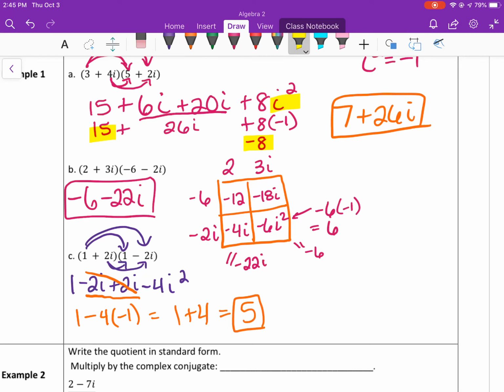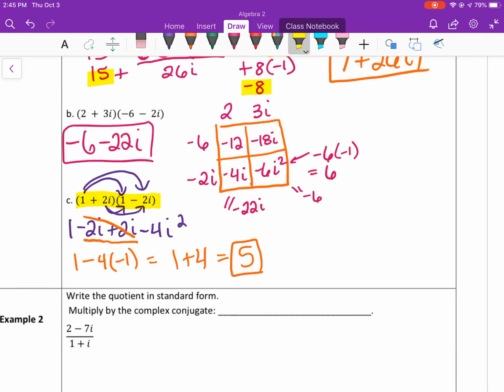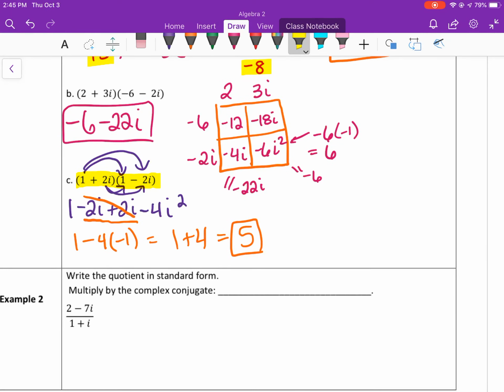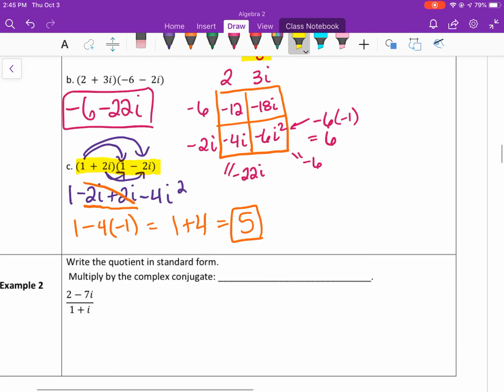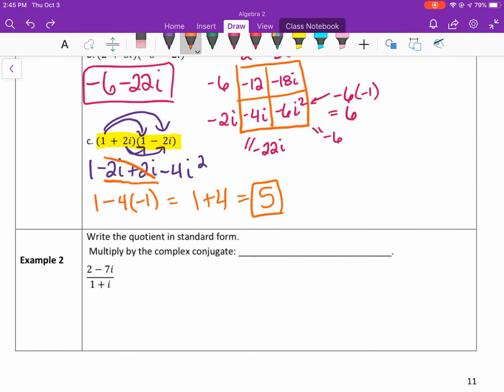And if we look back at C, you can notice that these are almost the same thing, except that one has a positive imaginary part and one has a negative imaginary part. And then the imaginary part ends up canceling or simplifying to 0. And those actually have a special name. They're called complex conjugates. So we use those to divide. When you're writing the quotient in standard form, remember, standard form is a plus bi.